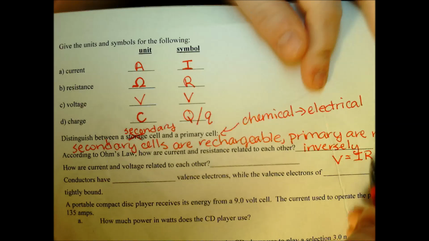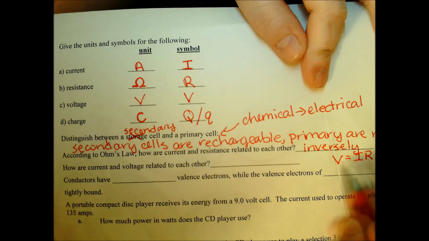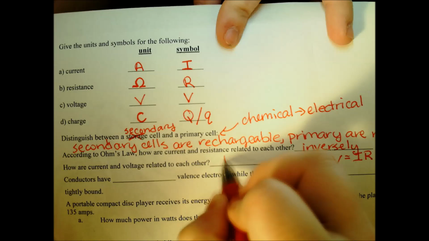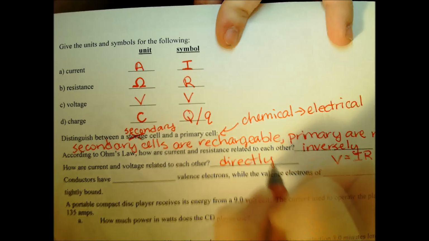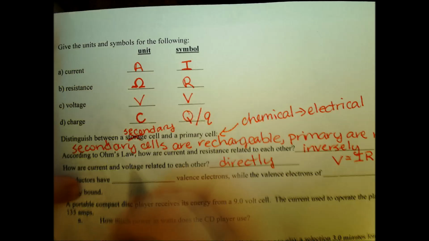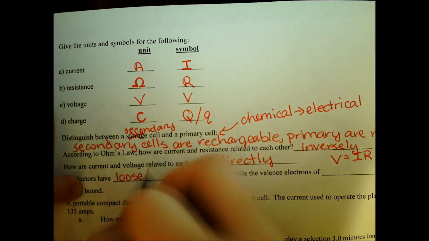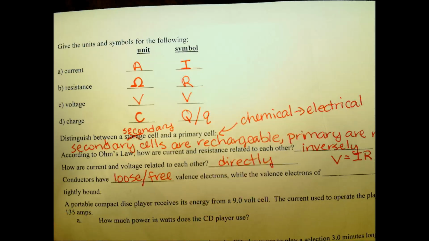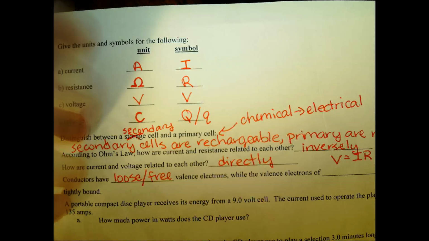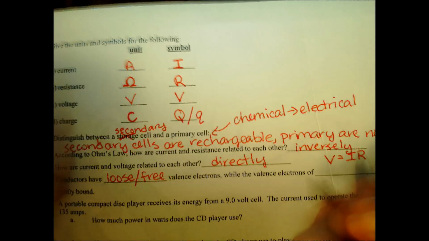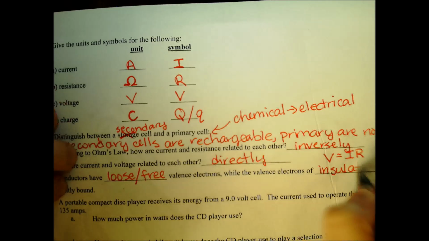Current and voltage, on the other hand, if we're holding R constant, for current to go up, voltage would also have to go up, so those are directly related. Conductors have loose or free valence electrons that they're willing to pass around, which is why they are good at conducting electricity, while the valence electrons of blank are tightly bound. Well, the opposite of a conductor is an insulator.